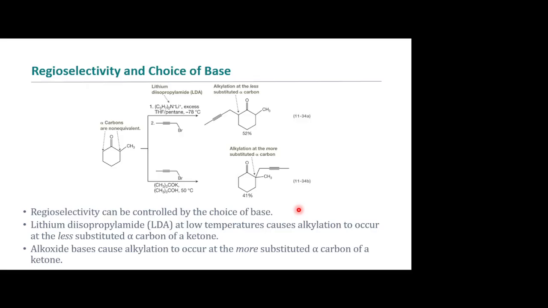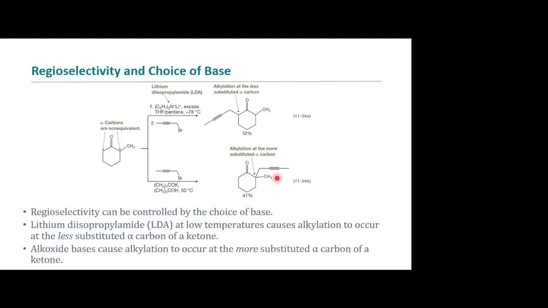We can control it partially by choosing different bases. Remember when we were talking about bulkier bases, we can control which one we would attack. So this is a bulkier base, which is why we're favoring this one here. That's the non-substituted carbon, because the bulky base can fit in easier, right? Over here, we don't favor this one because, again, this would be more crowded. The bulky base is going to have more difficulty getting in there.